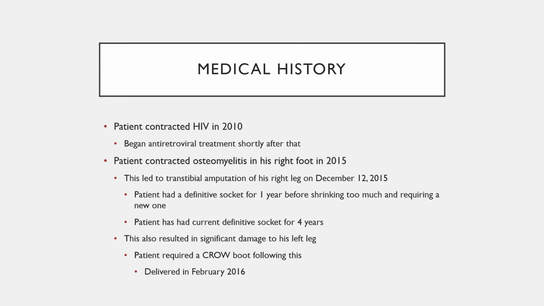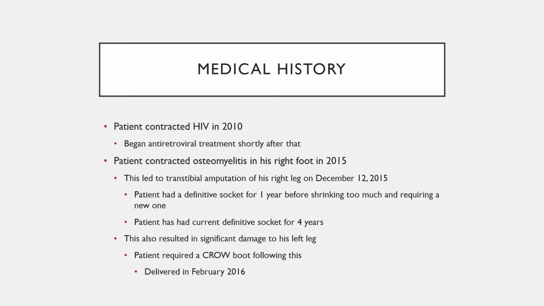All right, so his medical history. He contracted HIV in 2010, and he began antiretroviral treatment shortly after that. So he's been on the antiretrovirals for almost 11 years now. So he's been on them quite a while. He contracted osteomyelitis in his right foot in 2015, which was secondary to a toe injury. So this ended up leading to a transtibial amputation on his right leg in December of 2015.